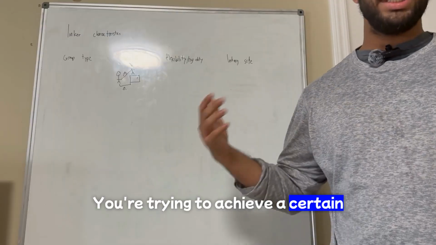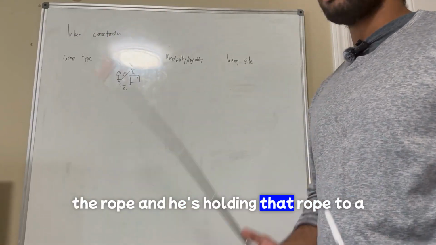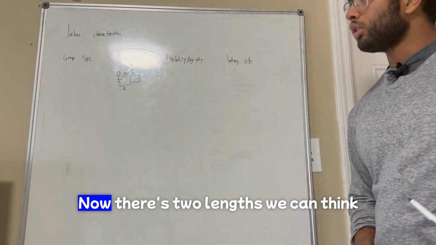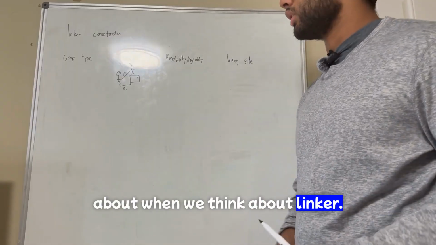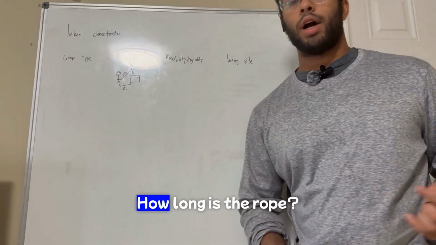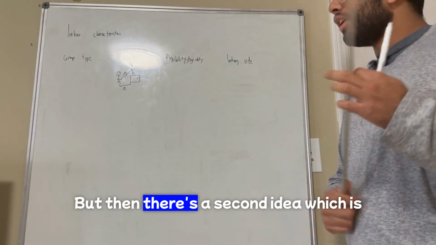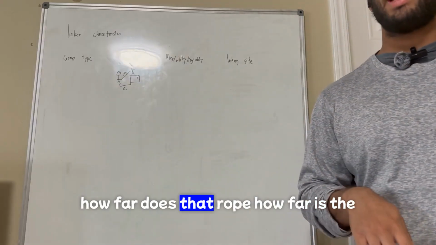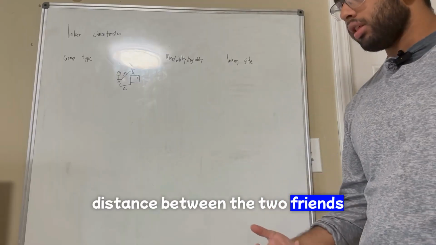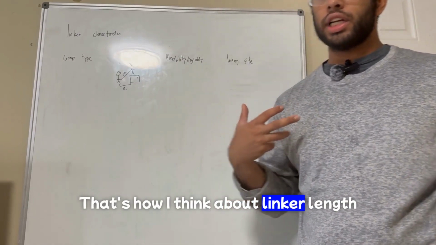You're trying to achieve a certain distance between linkers. So imagine you have a friend who's holding a rope, and he's holding that rope to a friend on an elevated surface. Imagine this rope is the linker. There are two lengths we can think about. We could think about how long the rope is. That's intuitively what we think about length. But then there's the second idea, which is how far the distance is between the two friends because of this rope. That's how I think about linker length.